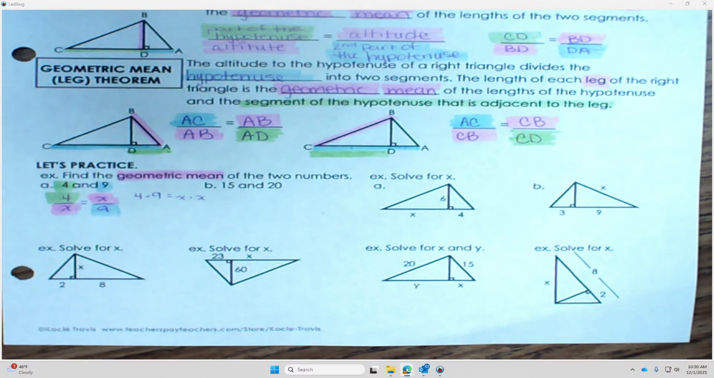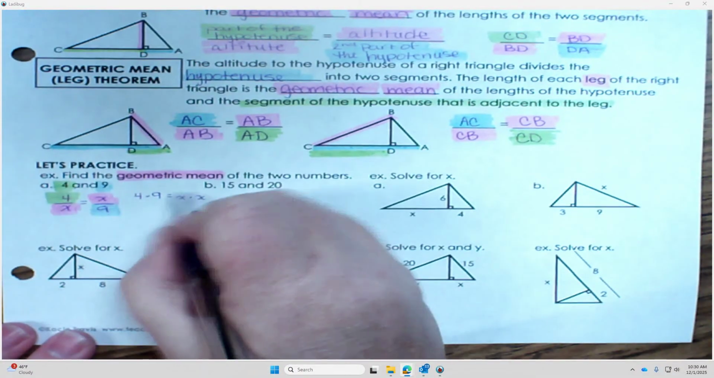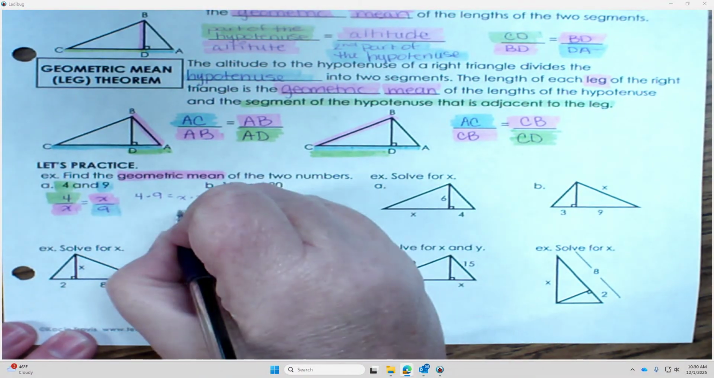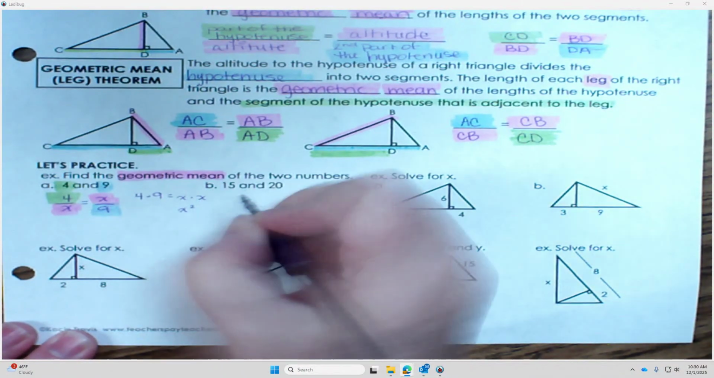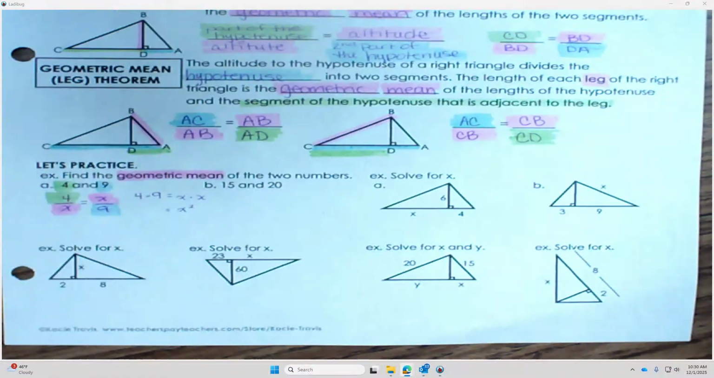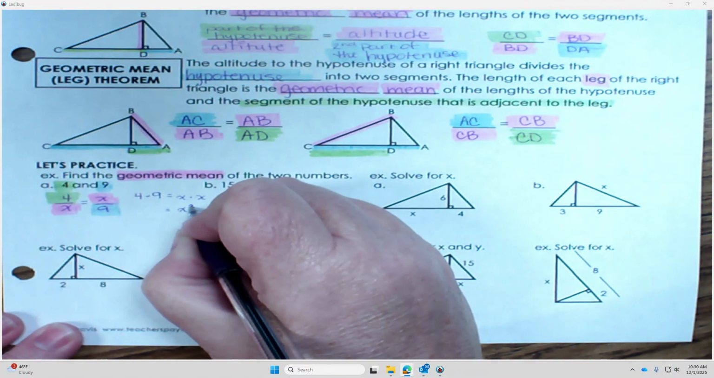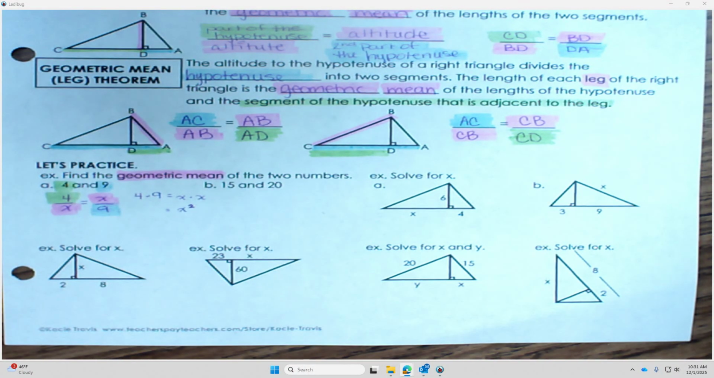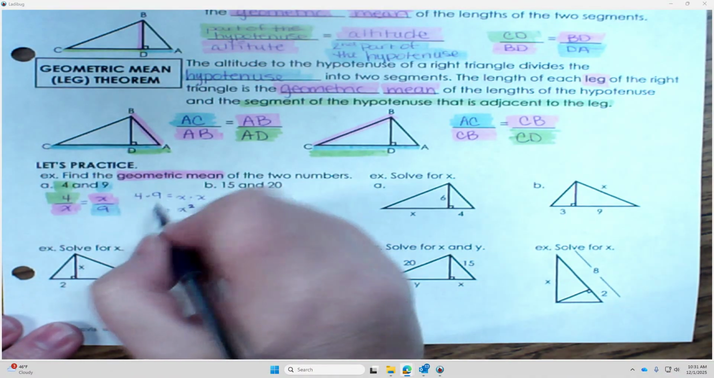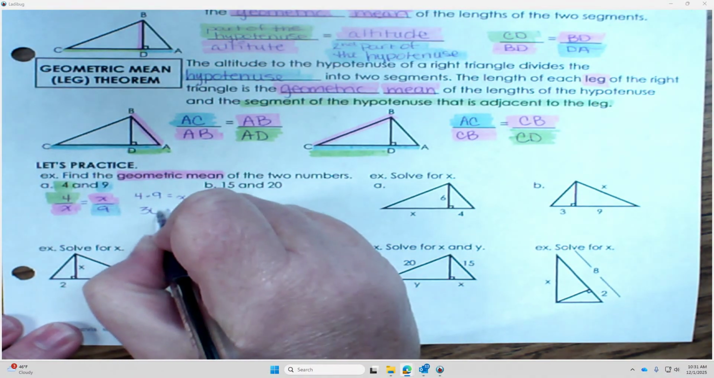Now, there's some algebra that goes into this once again that we need you to know. For example, I need you to have memorized that x times x equals x squared. If you haven't memorized that yet, it is beyond important at this point for you to memorize that. So x times x is equal to x squared. 4 times 9 is equal to 36.